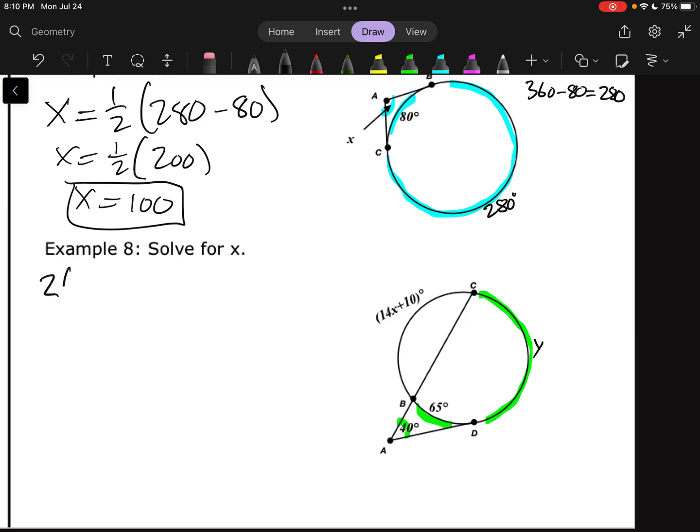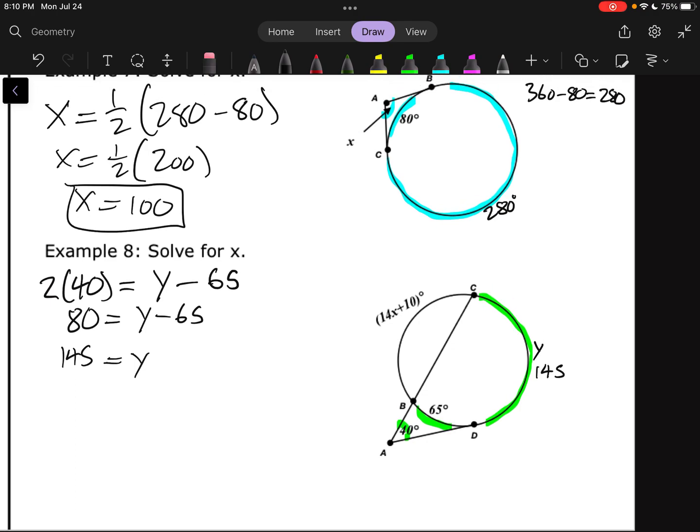So we would know that 2 times the angle, 2 times 40, should be equal to y minus 65 if we set it up using the 2 times the angle version. Now 2 times 40 is 80. It's equal to y minus 65. If I add the 65 over, I'm going to get 145 for y. Okay, so we figured out what that big arc is.